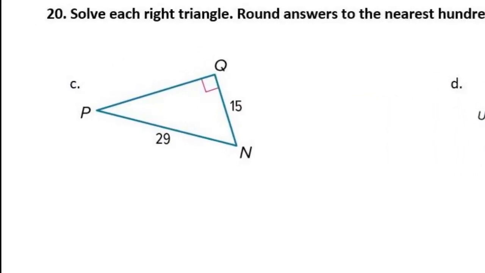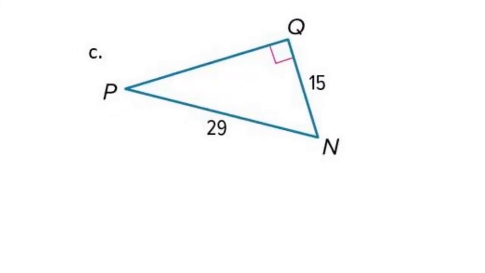For C, how many angles did they give me? Really? They didn't give me any angles? I got the 90-degree angle, so I know it's a right triangle, but I don't know how big P is or how big N is. We've got two of the sides. How do you find the third side when they give you two sides?